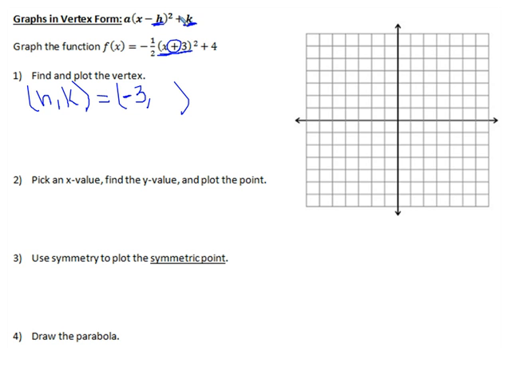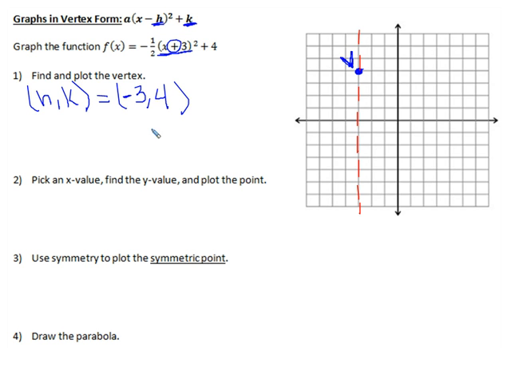If we go to the k part, the plus k, we notice over here we have a plus 4. So the k in this case would be 4. So we found our vertex h comma k: negative 3 comma 4. And we can plot that. 1, 2, 3, 1, 2, 3, 4, somewhere right there. And just like the last one, maybe we'll label it V because that's our vertex. Our axis of symmetry should go directly through that, so let's draw our axis of symmetry right through the vertex.